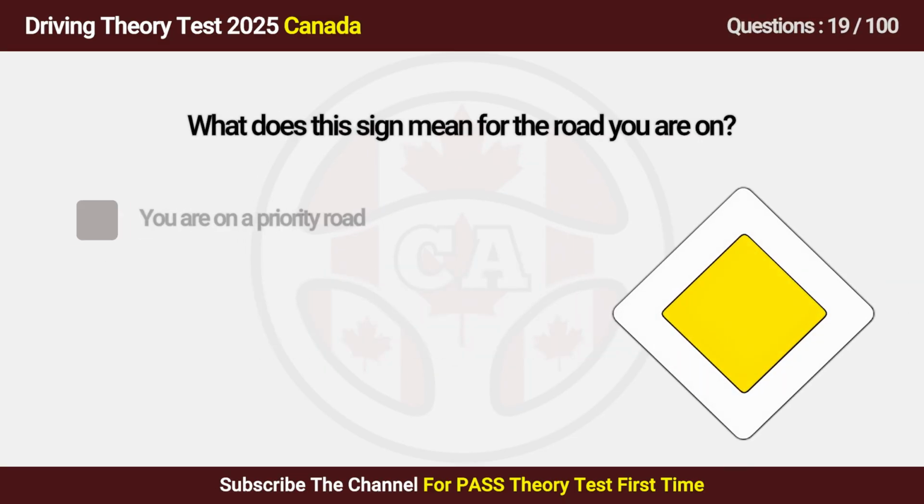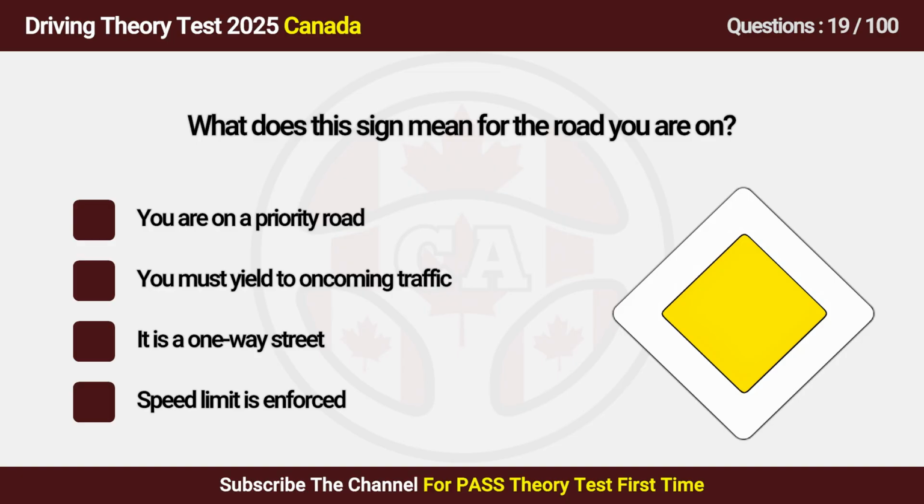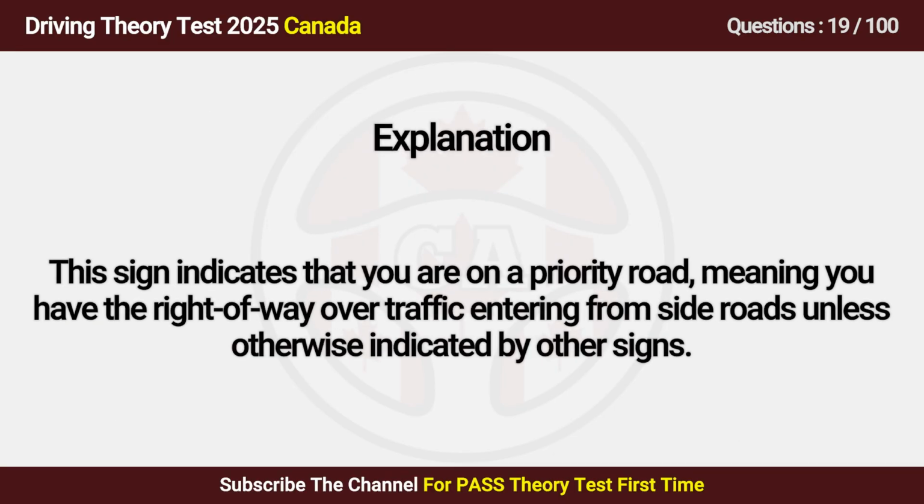Question 19. What does this sign mean for the road you are on? A. You are on a priority road. B. You must yield to oncoming traffic. C. It is a one-way street. D. Speed limit is enforced. Answer is A. You are on a priority road. This sign indicates that you are on a priority road, meaning you have priority over traffic entering from side roads, unless otherwise indicated by other signs.